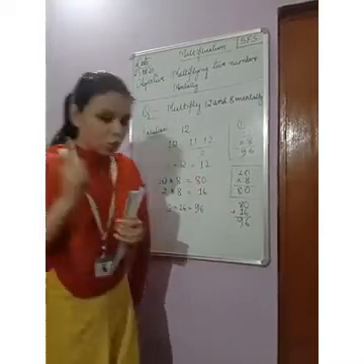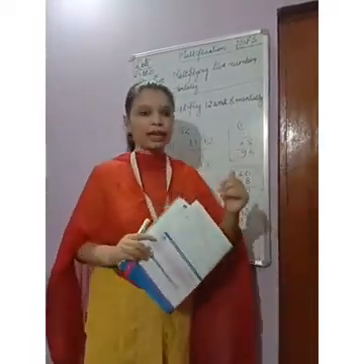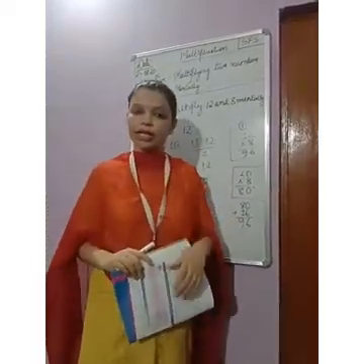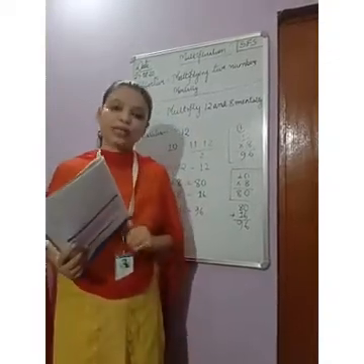Okay. If it is a 1-digit number, we split the number as 5 and the remaining. If it is a 2-digit number, we take the first digit as 10. Okay children, remember this thing. If it is a 1-digit, 5, and if it is a 2-digit, then 10.